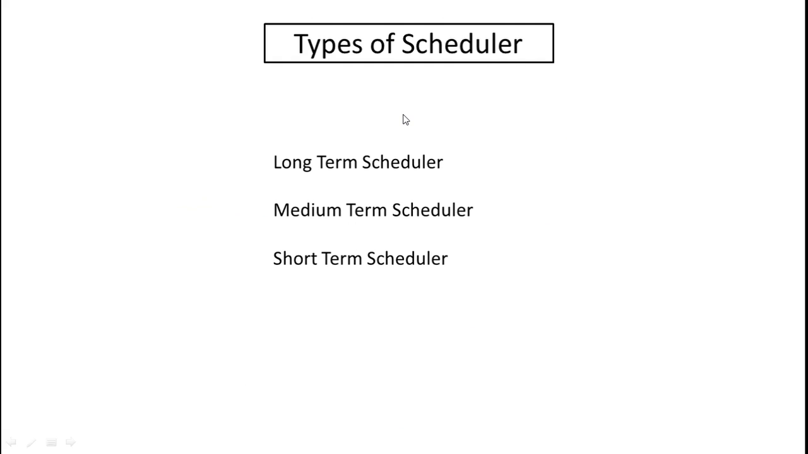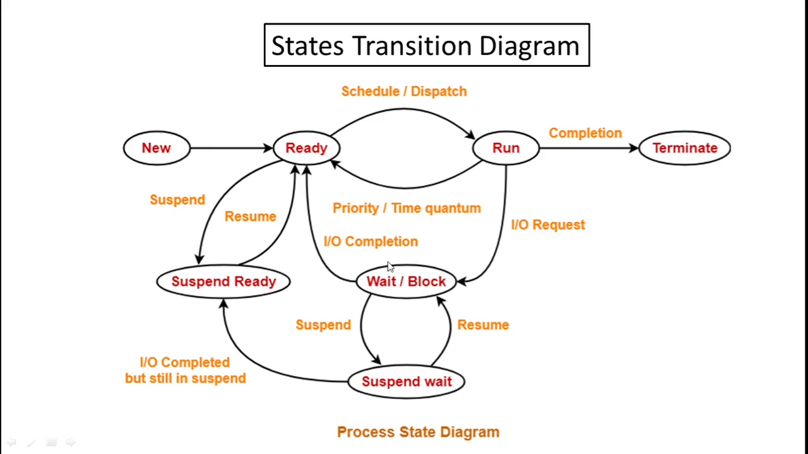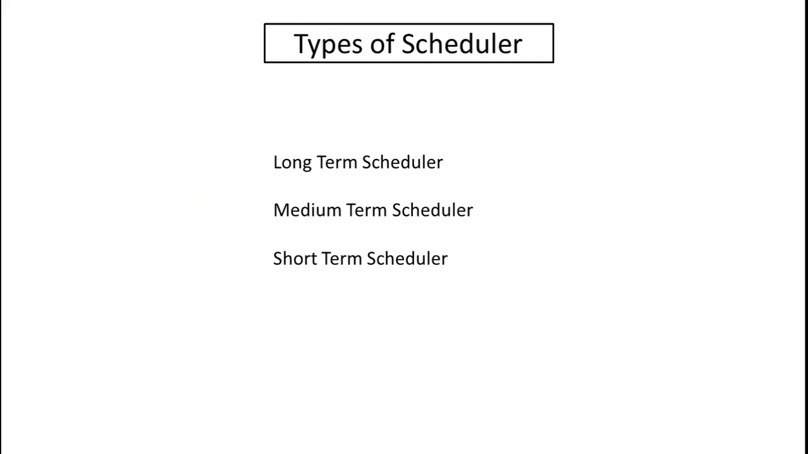Then, if we discuss the medium-term scheduler, whenever processes are in the waiting state or blocked state and there is a lack of memory inside the primary memory, the operating system is going to suspend that process and put it into the suspended wait. This is carried out by the medium-term scheduler. So this is all about the long-term scheduler, short-term scheduler and medium-term scheduler.